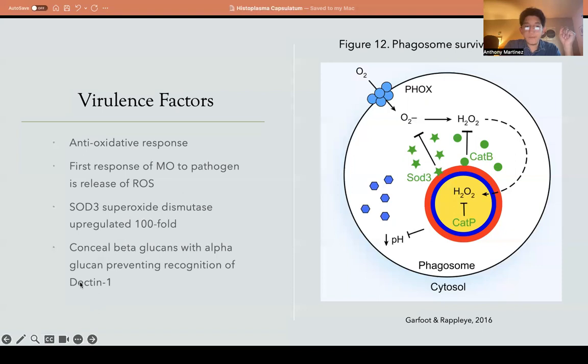Another virulence factor mentioned before is the changing of the cell wall from beta-glucans to alpha-glucan, and that, of course, is going to reduce recognition of this organism by innate immune cells, specifically macrophages, which is going to reduce anti-inflammatory responses by those macrophages. So yeah, those are a few virulence factors.